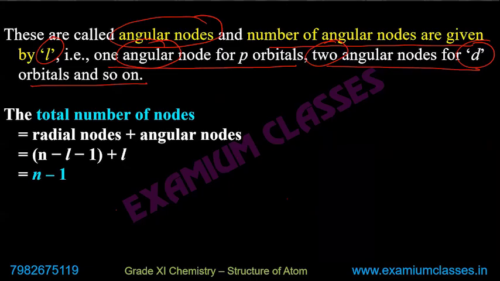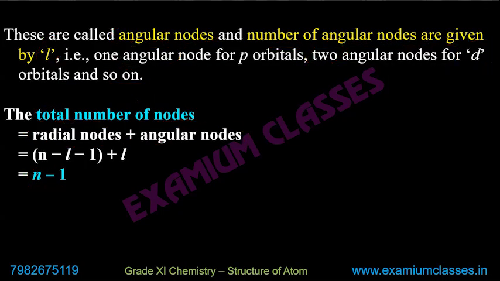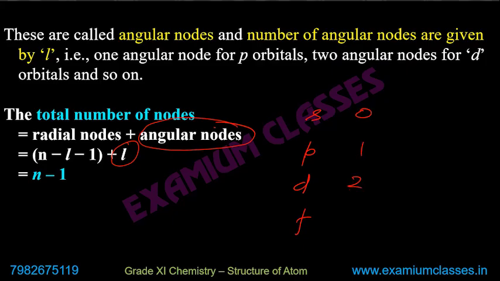Total number of nodes will be radial nodes plus angular nodes. This formula I have already told you: n minus 1 at the beginning. Total nodes are found as n minus 1. But if you are asked separately how many radial nodes and how many angular nodes there are, the angular node formula is straightforward. It is the value of L: S is 0, P is 1, D is 2, F is 3. These many angular nodes will be there.